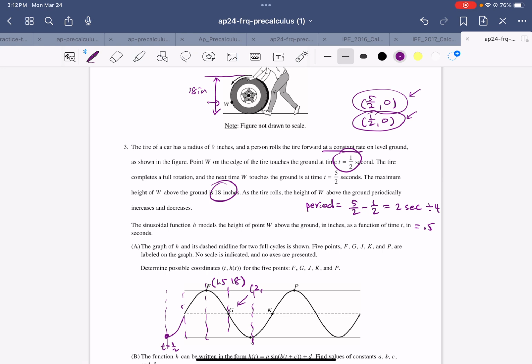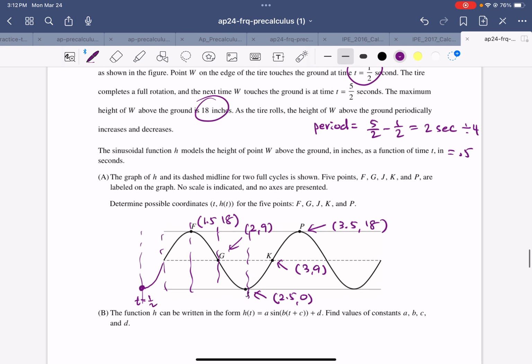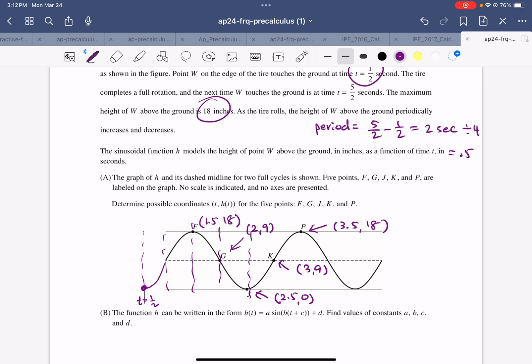Now the middle line should be half of the 18, which is 9, right? And here you keep adding 0.5 again. So 2.5 comma 0, the height is 0. And the K coordinate should be, you add 0.5 again, which is 3 comma 9. And the last one here is 3.5 comma 18. That's another max, right? Okay, those are the coordinates of all 5 points.